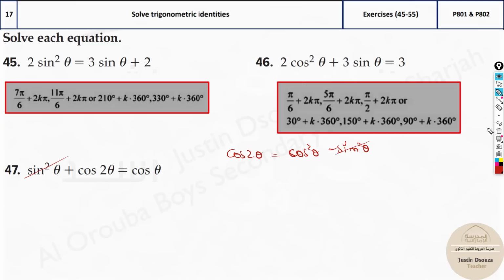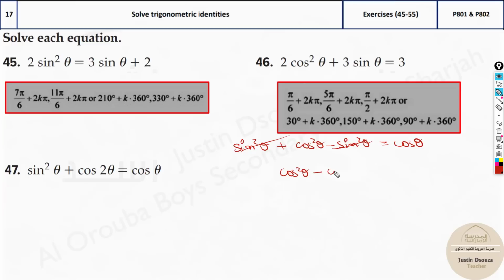You can use the method which we just now did. So let's start this. Sine square theta plus, instead of cos 2 theta, I'm going to write cos square theta minus sine square theta. That is equal to cos theta. Now, what do we do here? We cancel this out and we will have cos square theta. Bring this inside, minus cos theta equals 0.